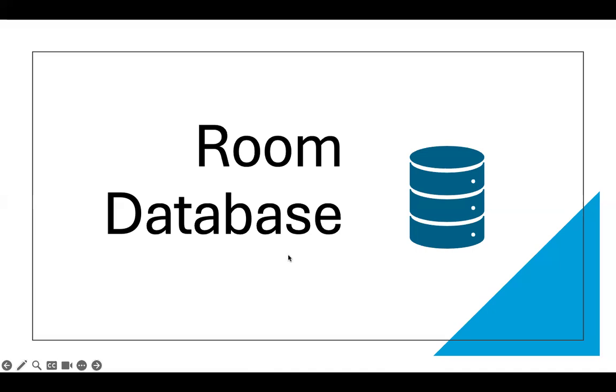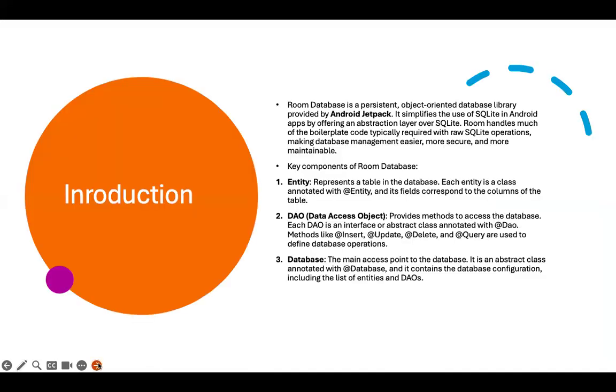Room Database is a persistent, object-oriented database library provided by Android Jetpack. It simplifies the use of SQLite in Android apps by offering an abstraction layer over SQLite. Room handles much of the boilerplate code typically required with raw SQLite operations, making database management easier, more secure, and more maintainable. Key components of Room Database.